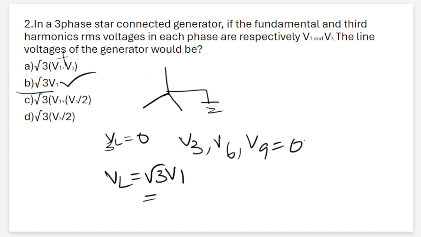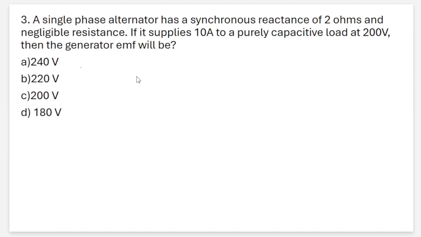Next question. A single-phase alternator has a synchronous reactance of 2 ohms and negligible resistance. If it supplies 10 amps to a purely capacitive load at 200 volts, then the generator EMF will be? Options are A 240 volts, option B 220 volts, option C 200 volts, option D 180 volts.